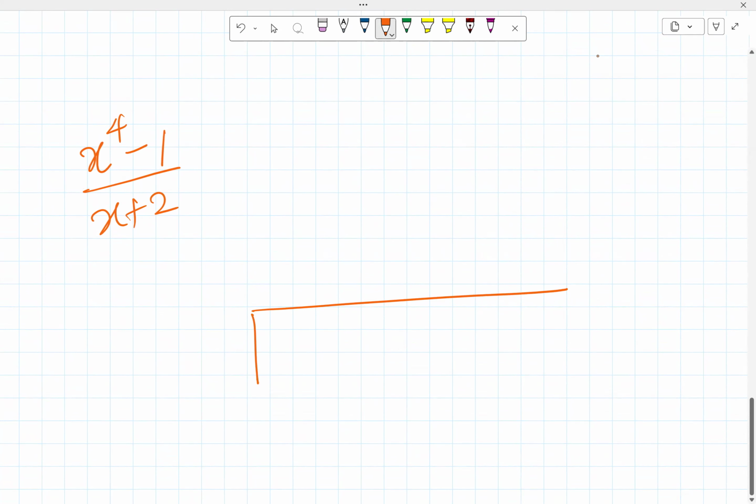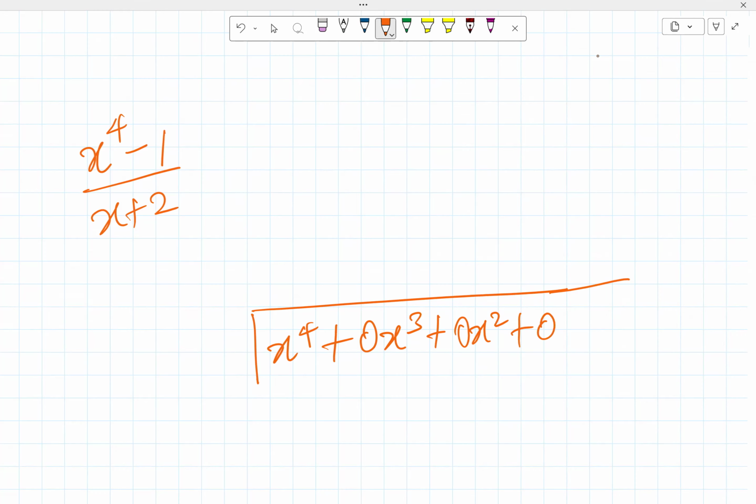Again, you come here and every degree that is missing, you have to bring it back. So you have x raised to power 4. Degree 3 should be next, so you have plus 0x raised to power 3. Degree 2 should be next, 0x raised to power 2. Degree 1 should be next, 0x raised to power 1. And then the constant is -1, so you can leave that. Every missing degree needs to come back. If not, you're going to get confused. Then you can have x plus 2. So you have to set it up this way first for easy division.